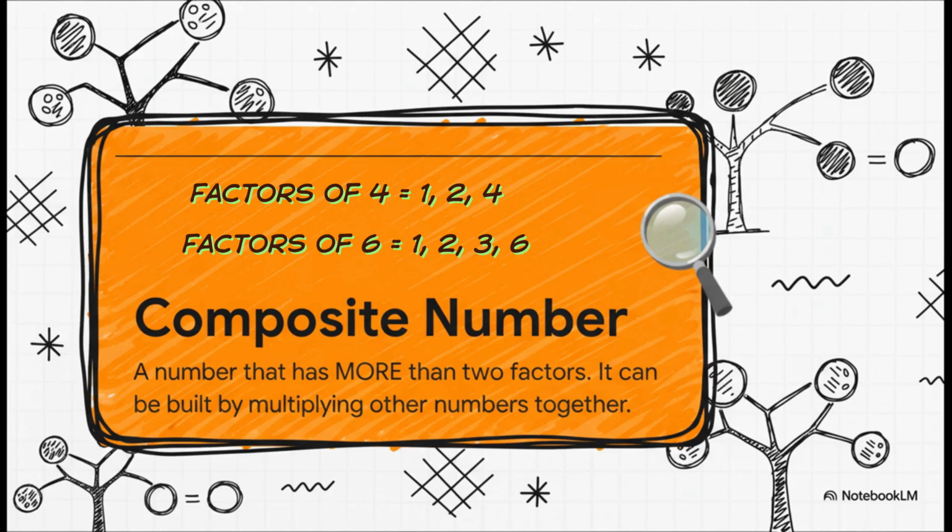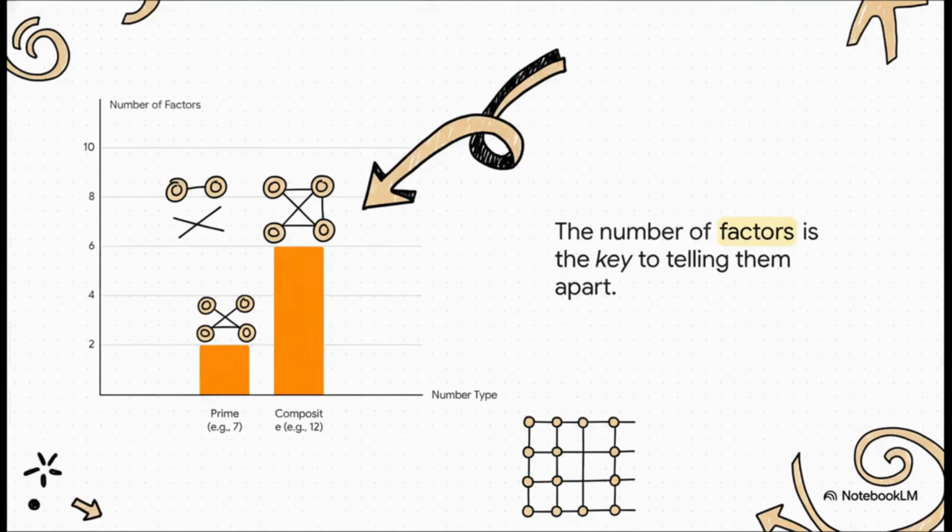And then you have these guys, the composite trees. These trees are actually built from other numbers. A composite number is just any number that has more than two factors. You can think of them as having tons of branches because they're made up of a bunch of smaller factors all multiplied together. And this bar chart makes the difference super clear.